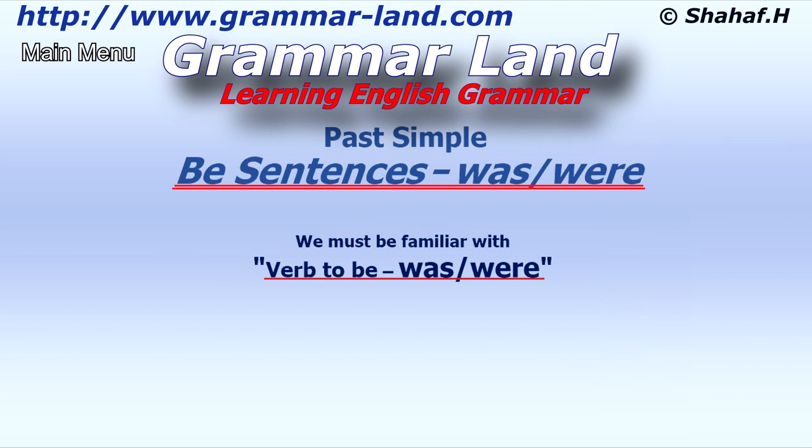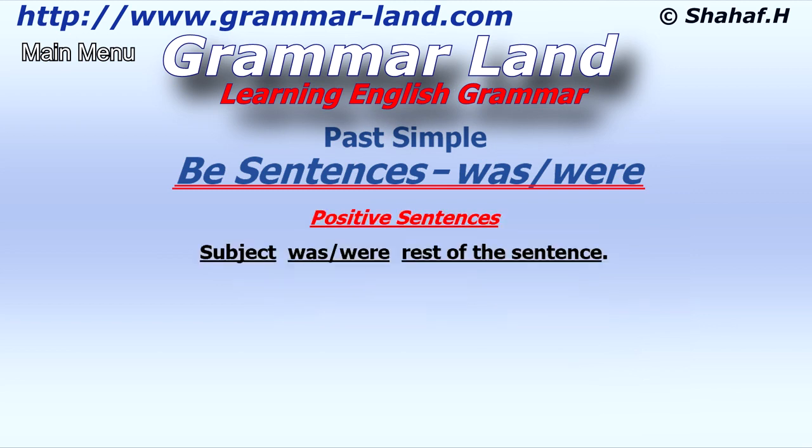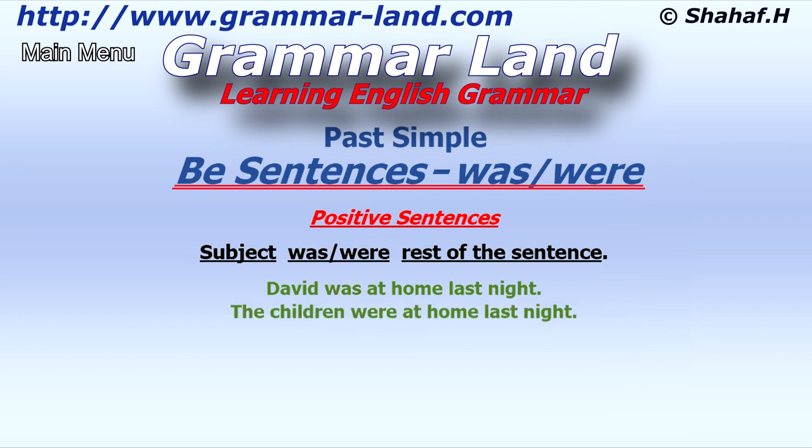Let's start. Positive sentences. The sentence starts with the subject, followed by was, or were, depending on the subject. Then comes the rest of the sentence. David was at home last night. David is he, therefore we use was. The children were at home last night. The children are they, so we use were.